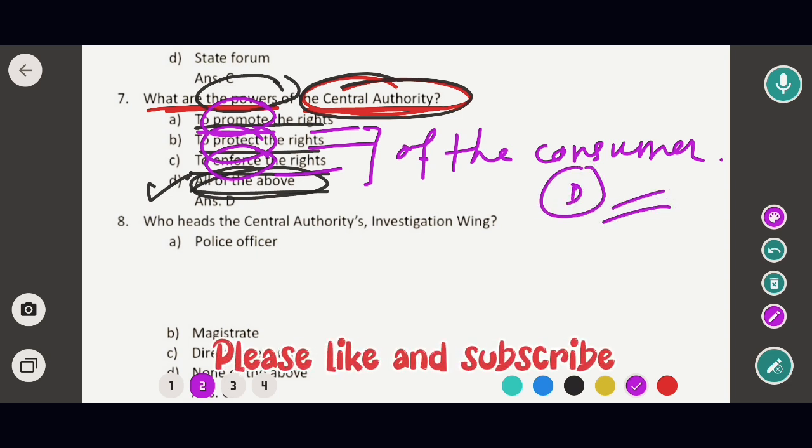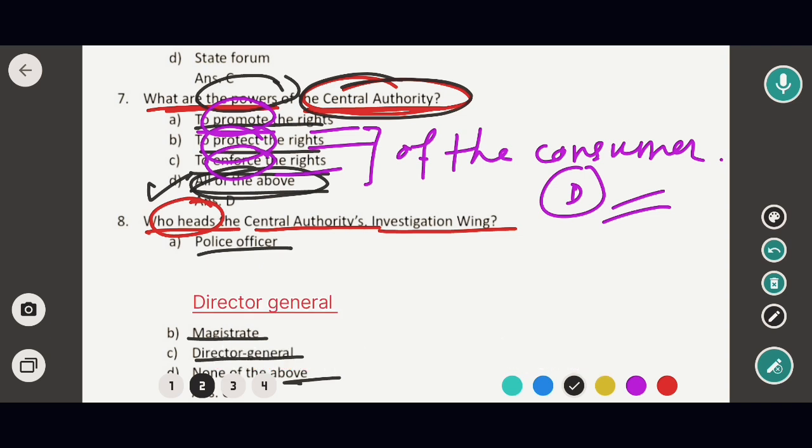Okay, so now on to the next question. Who heads the central authority's investigation wing? Options are police officer, option B magistrate, option C director general, and option D none of the above. So in this case, the correct option would be option C, that means director general.